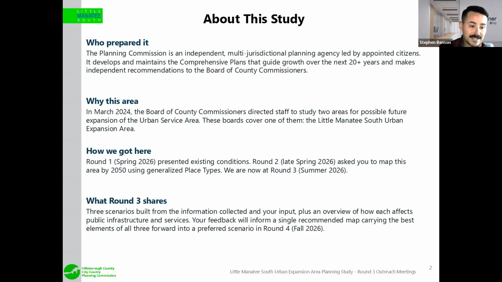What round 3 is going to tell us is that these scenarios are going to be used for information to build a preferred scenario. The 3 scenarios that we show you today, none of them individually will be carried forward. We're going to be taking the best information from each of them and using that to craft a round 4 preferred alternative scenario that we'll bring back for more refinement along with you, asking you more questions about what to change, what to keep the same, and what you like and what you don't like.